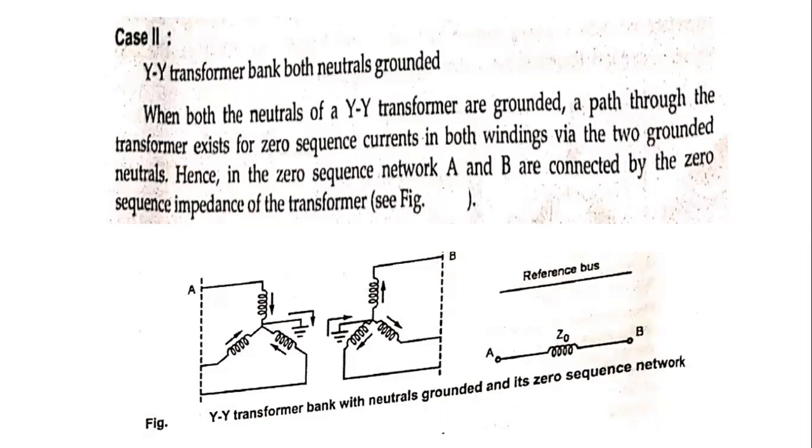A path through the transformer exists for zero sequence currents in both windings. Therefore, with the two grounded neutrals, in the zero sequence network A and B are connected by the zero sequence impedance. If both windings are connected in star and the neutrals are grounded, then the equivalent zero sequence reactance diagram is like this. This is A, this is B, and this is Z0.